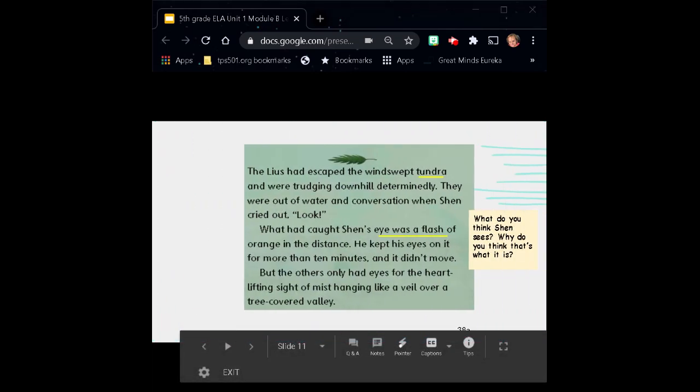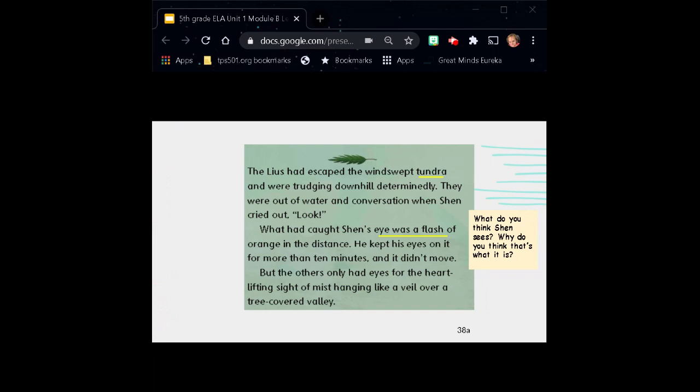The Luz had escaped the windswept tundra. Oh, guys, what's happened? That's right. The palm leaf told us there was a change in setting. So now we're not with Gabriella and Oliver. We're back with the Luz.